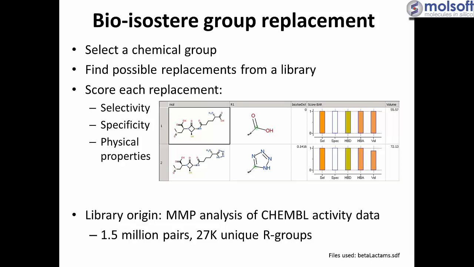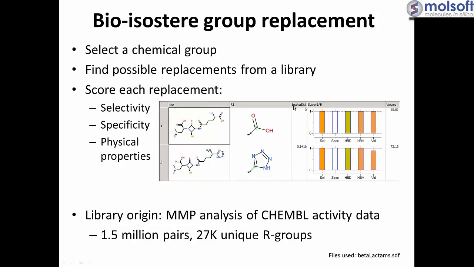So using this database, what we do is search it for possible substitutions. If you select some group, for example a carboxylic acid, and run a search, it goes through the database, finds the possible substitutions, and scores them by multiple parameters.